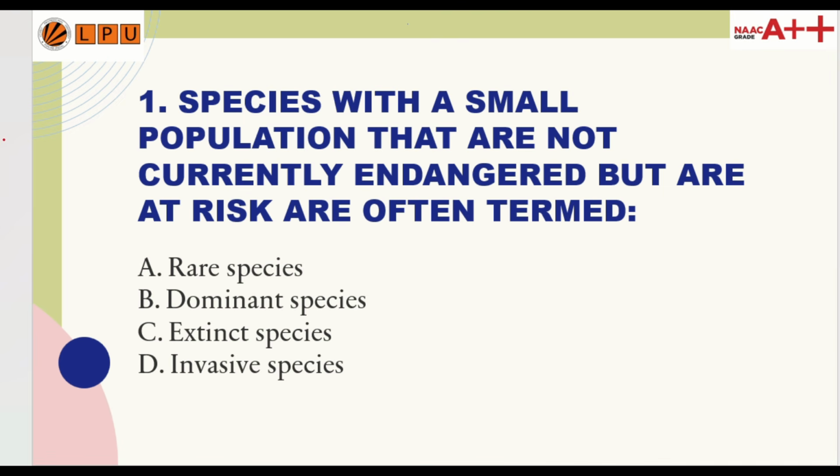1. Species with a small population that are not currently endangered but are at risk are often termed option A rare species, option B dominant species, option C extinct species, option D invasive species. So the correct answer is option A rare species.